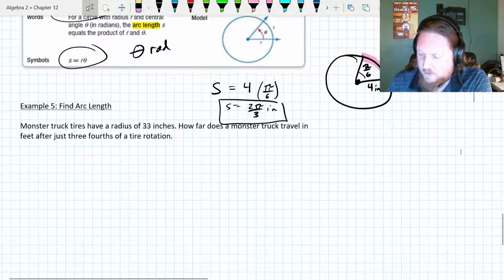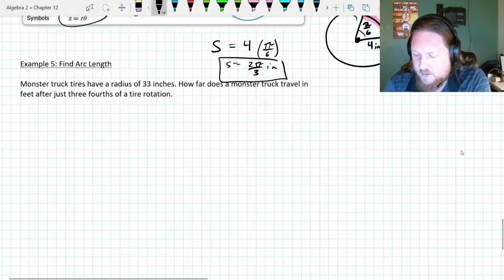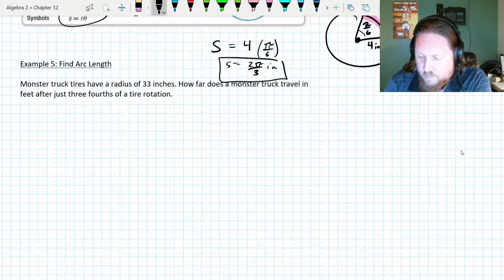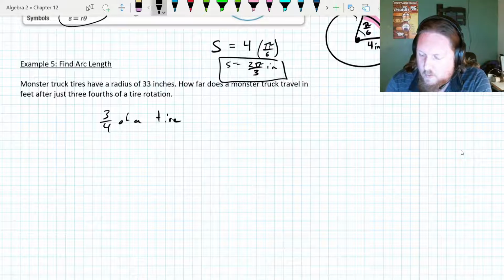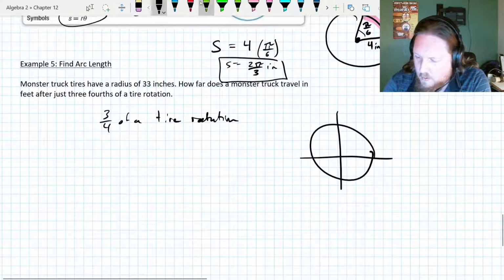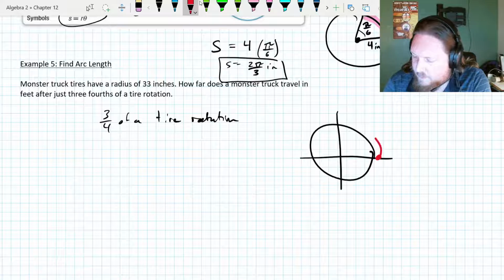Now, let's go ahead and apply this. Monster truck tires have a radius of 33 inches. How far does a monster truck travel in feet after just 3/4 of a tire rotation? Think of it this way. We got a big tire, and we're going to start here, and we're going to rotate around 3/4 of the way.